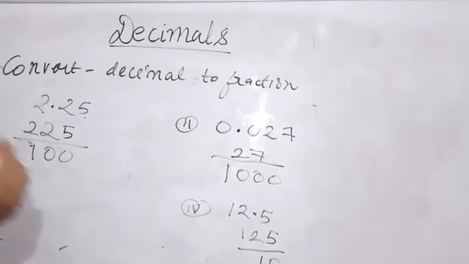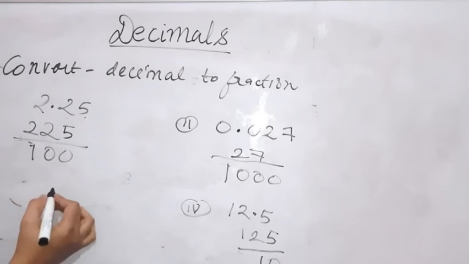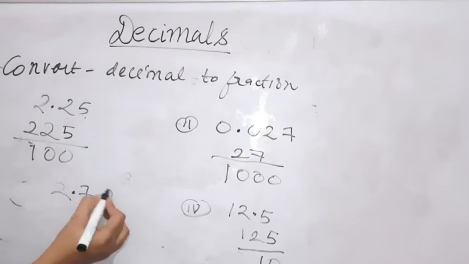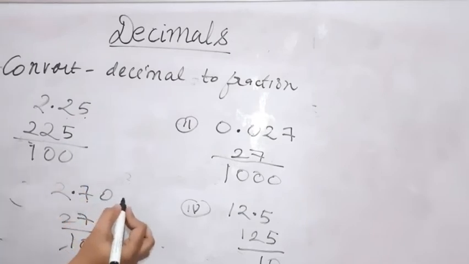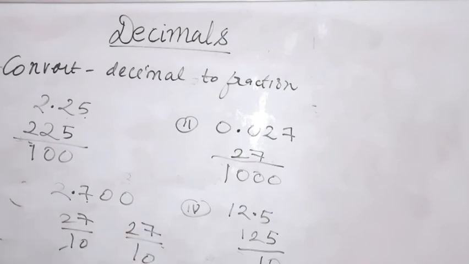If you are getting a decimal number like 2.70, I have already told you that adding 0 at the extreme right side of a decimal number does not affect its value. The value does not change. If it is 2.70, it will be 27 upon 10. Only one digit will be counted. If it is 2.700, then also it is 27 upon 10 only, because adding zeros at the extreme right side of the decimal number does not change its value. Okay students?